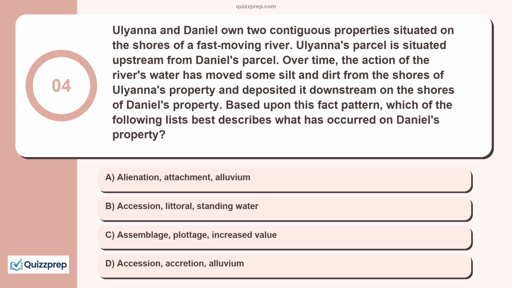Question 4. Juliana and Daniel own two contiguous properties situated on the shores of a fast-moving river. Juliana's parcel is situated upstream from Daniel's parcel. Over time, the action of the river's water has moved some silt and dirt from the shores of Juliana's property and deposited it downstream on the shores of Daniel's property. Based upon this fact pattern, which of the following lists best describes what has occurred on Daniel's property?